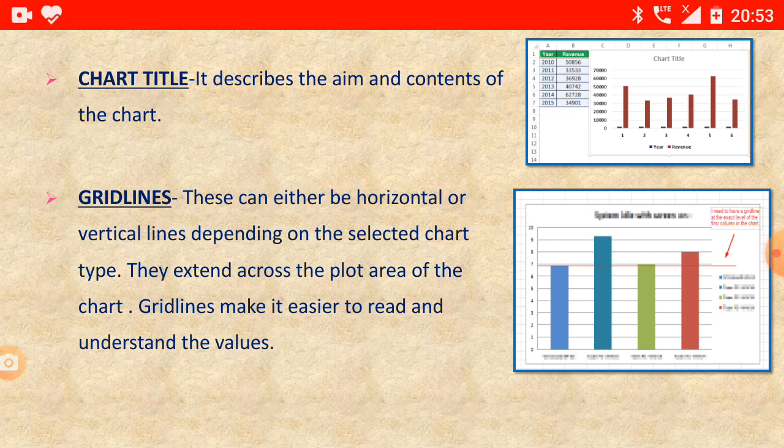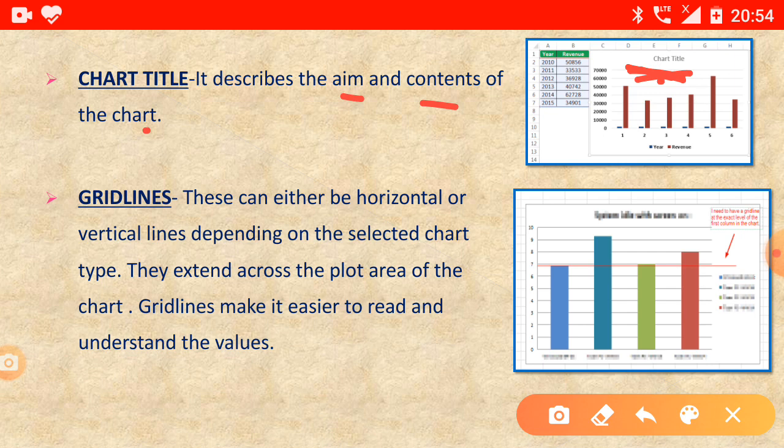Now come to the chart title. Here is the chart title. You can see that we put down the chart title, and you know the meaning of title. It tells the aim. It describes the aim and content of the chart. Which type of content we are providing for the chart, the chart title will tell us. So the chart title describes the aim and contents of a chart.